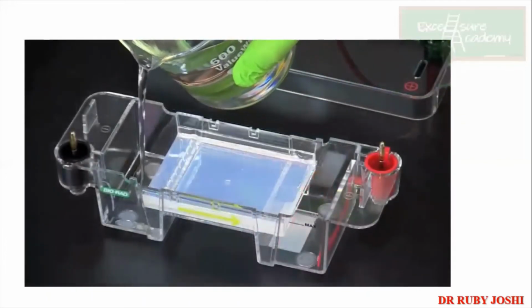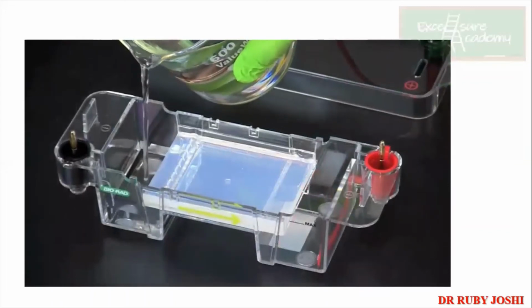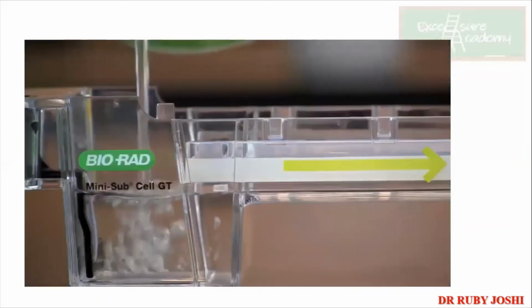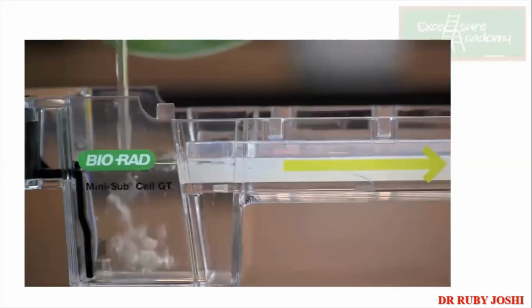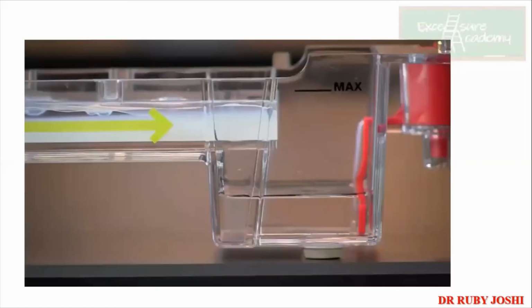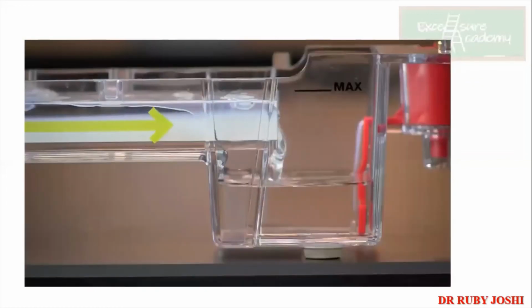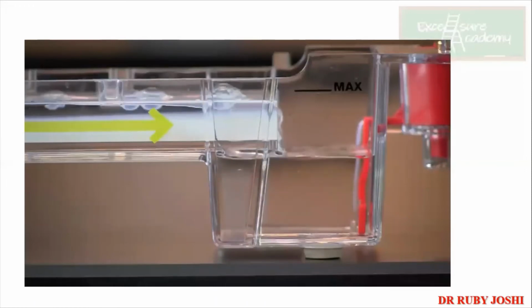Add electrophoresis running buffer to the reservoirs at each end of the gel chamber, and keep adding buffer until the wells in the gel are covered by at least 2 millimeters of buffer. See, you can see now the gel is totally submerged in the buffer.